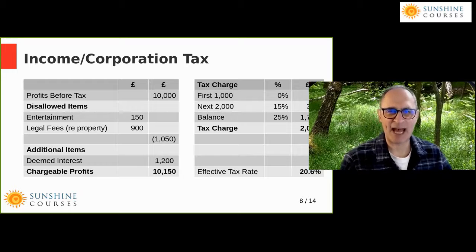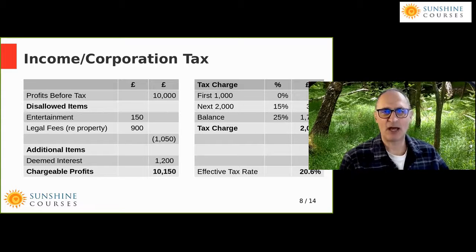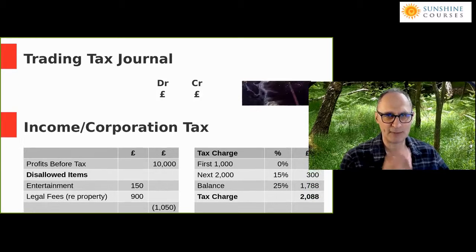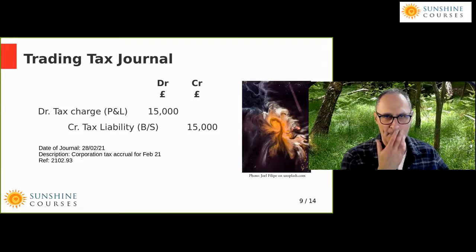Your effective tax rate is the actual tax you pay as a percentage of your actual profits, irrespective of what you are or aren't allowed to deduct. So in this case, the tax charge is £2,088. In the journal I'm going to show you, it's £15,000. If your tax charge was £15,000, this is the journal that you would put through into your accounts. You would debit your profit and loss account with £15,000, and you would credit your liability £15,000, because that £15,000 will be due to the government whenever it's due under your tax laws.